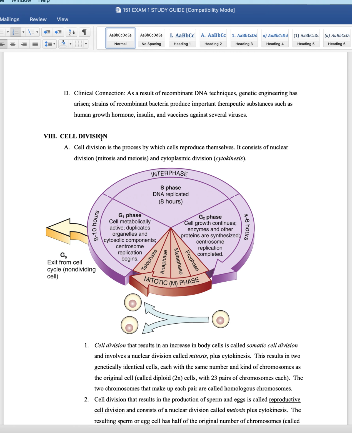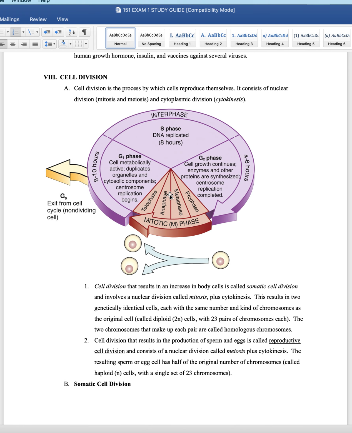Okay, so now let's enter into cell division. Remember, cell division is split up into interphase and mitosis. Now, not all cells are going to be in one or the other. We can also enter into G0, which would be exit out of the cell division for non-dividing cells.